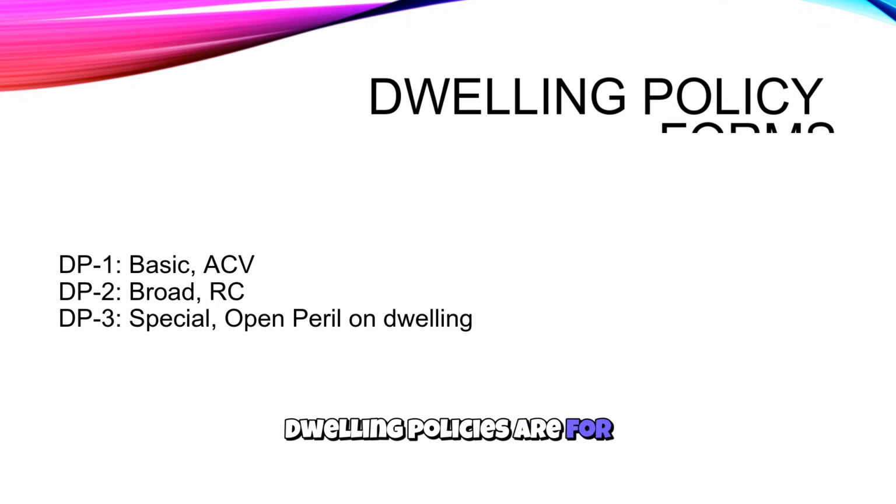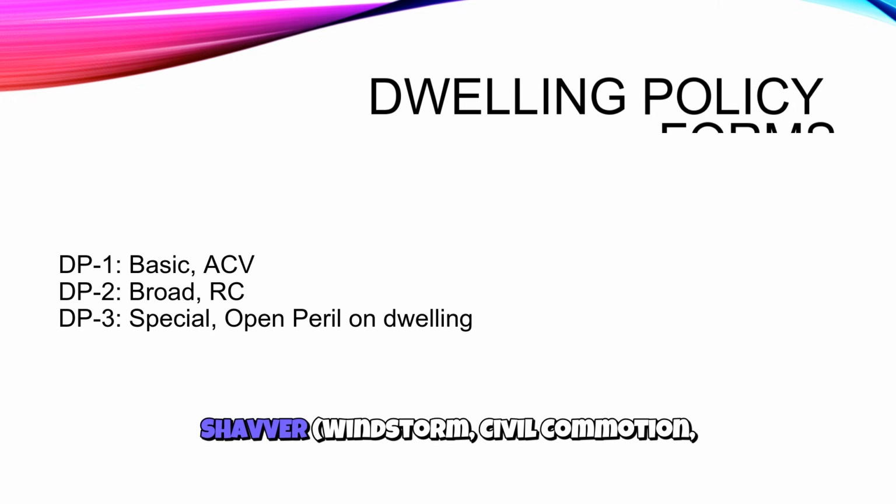Dwelling policies are for properties where the owner may not live, like rentals. DP1 Basic covers fire, lightning, internal explosion. ACV loss settlement. The extended coverage, EC, perils can be added. Remember the mnemonic WC Shaver: windstorm, civil commotion, smoke, hail, aircraft, vehicles, volcanic eruption, explosion, riot.